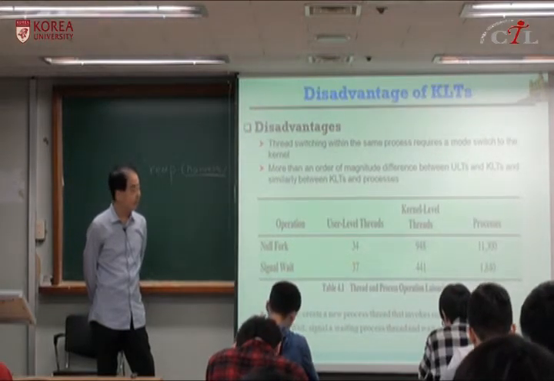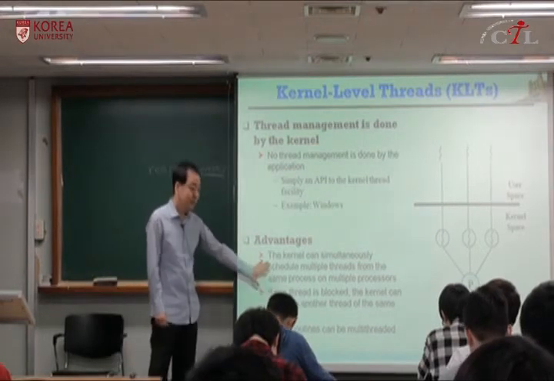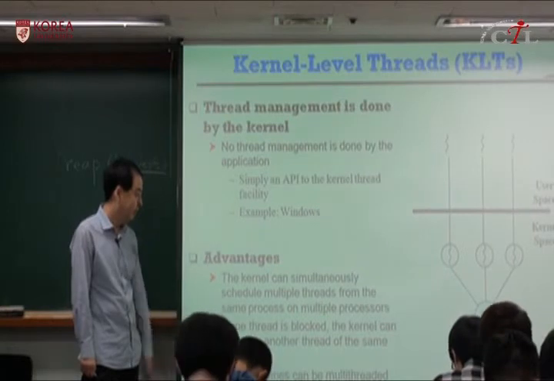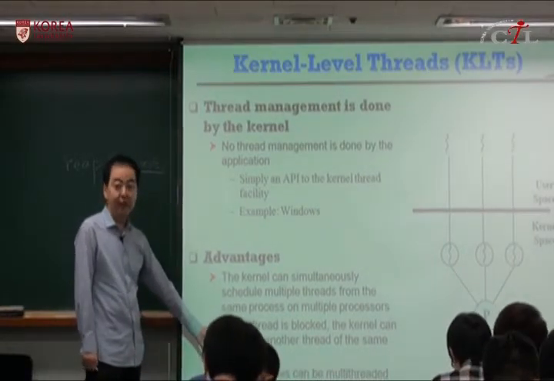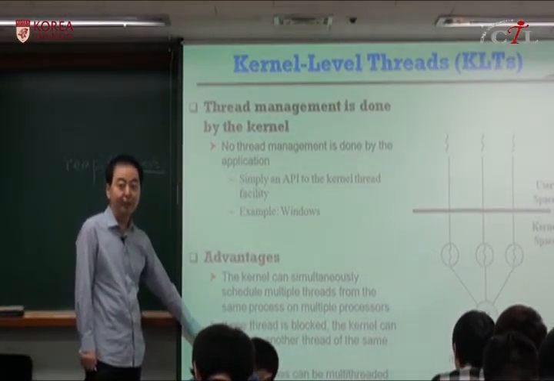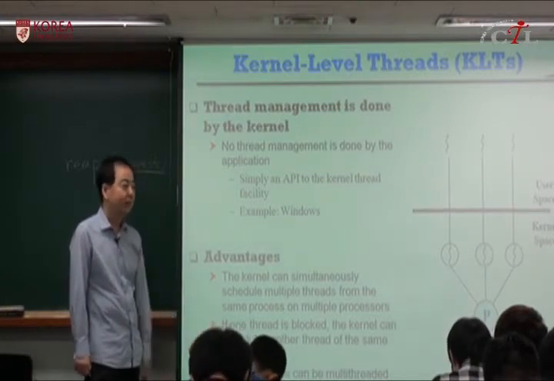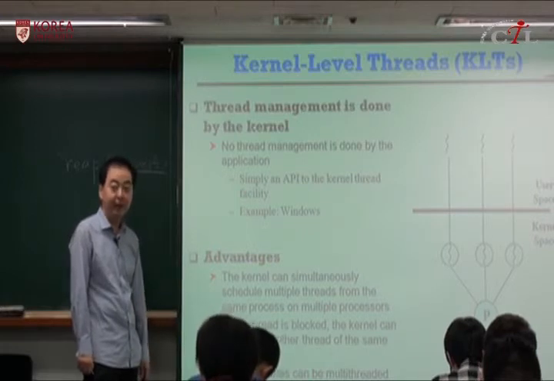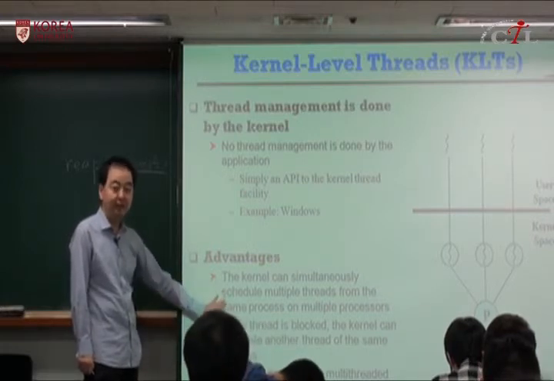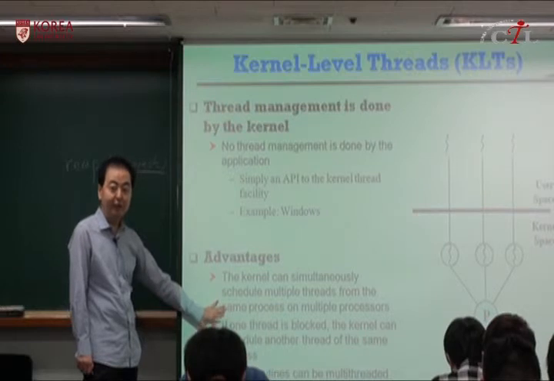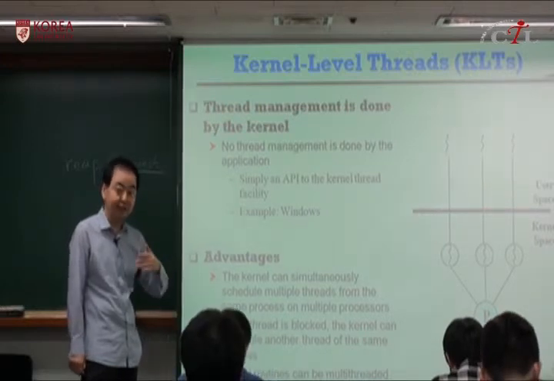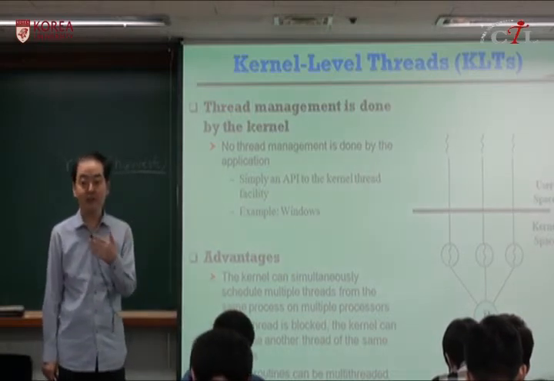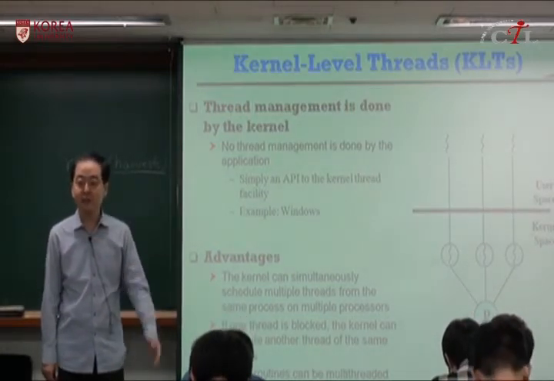Kernel thread has some advantages because you can use multi-core technology or multi-processing. And if one thread is blocked, the other thread may not be blocked because it can be scheduled by the kernel, because the kernel thread is the unit of scheduling. So there are certainly advantages. With user level thread, if one thread is blocked, the other threads are blocked as well. Here, they don't have to block. The kernel can immediately switch to another kernel thread, because the kernel thread is the unit of scheduling.